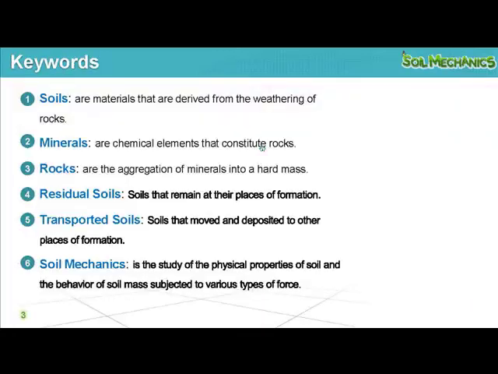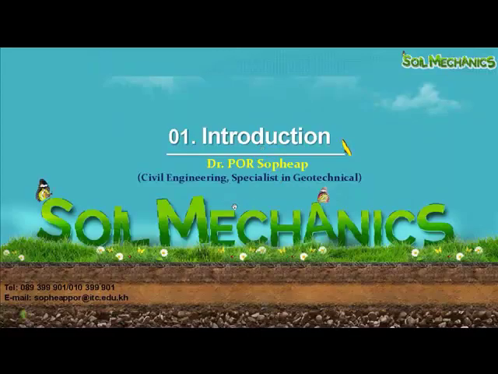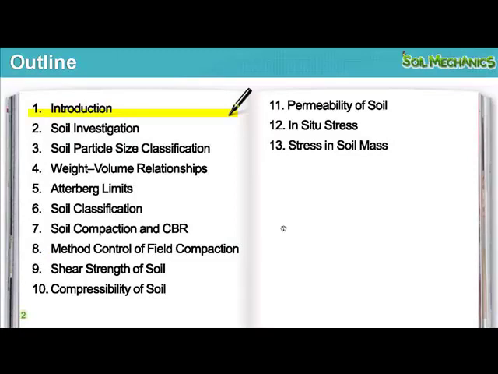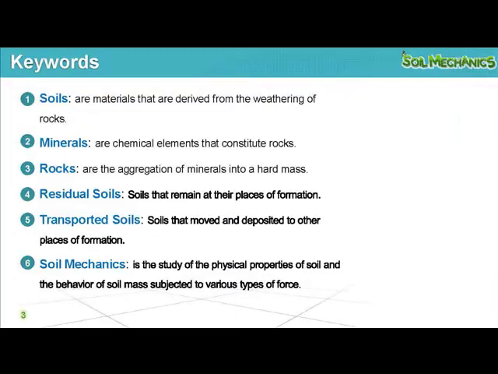For chapter 1, we will learn about introduction to soil mechanics. So here are some keywords in our lesson, like soil. Soil is material that is derived from the weathering of rocks. Rock is the parent material of soil. When it weathers, it becomes soil.